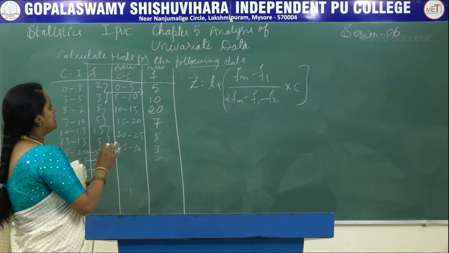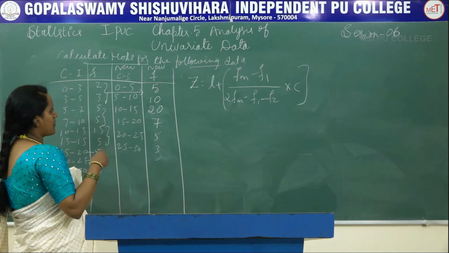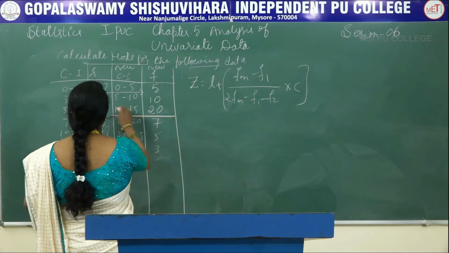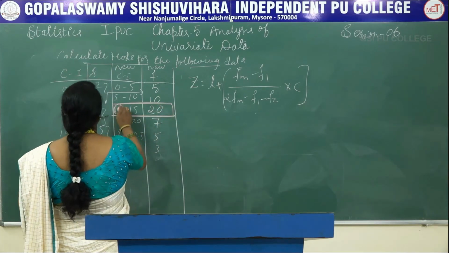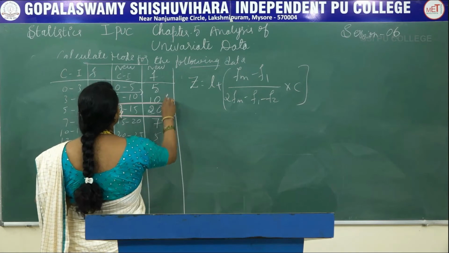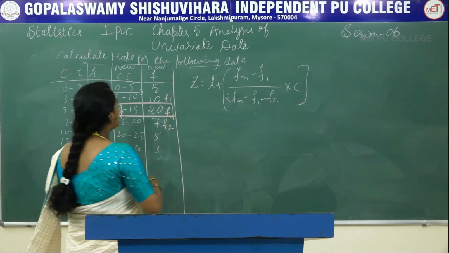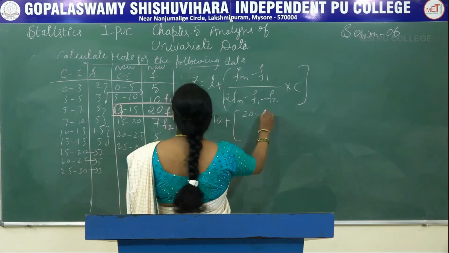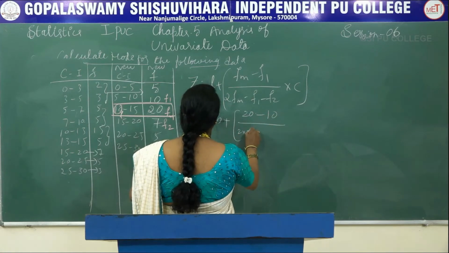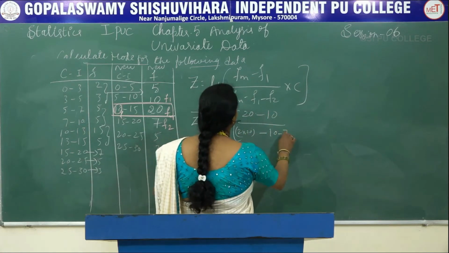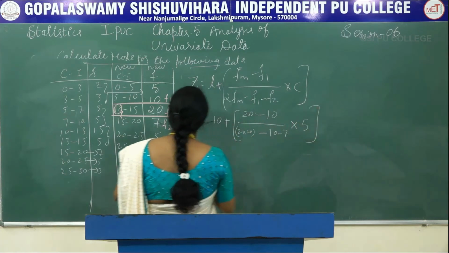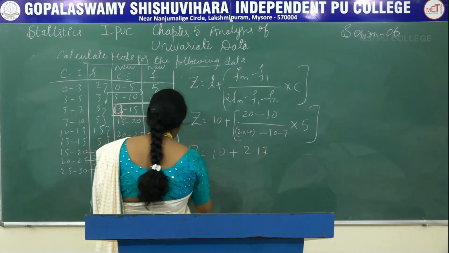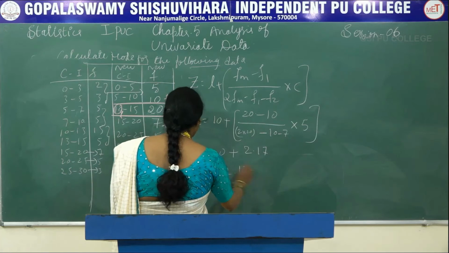Now we have to see the maximum frequency, or the highest frequency, in the frequency column. That is our 20, the highest frequency. You just block that, and this is our L, and this is our F_m, this is F1 and this is F2. Substitute the values. So Z is equal to 10 plus (20 minus 10) divided by (2 into 20 minus 10 minus 7) into 5. So Z is equal to 10 plus 2.17. So Z is equal to 12.17.